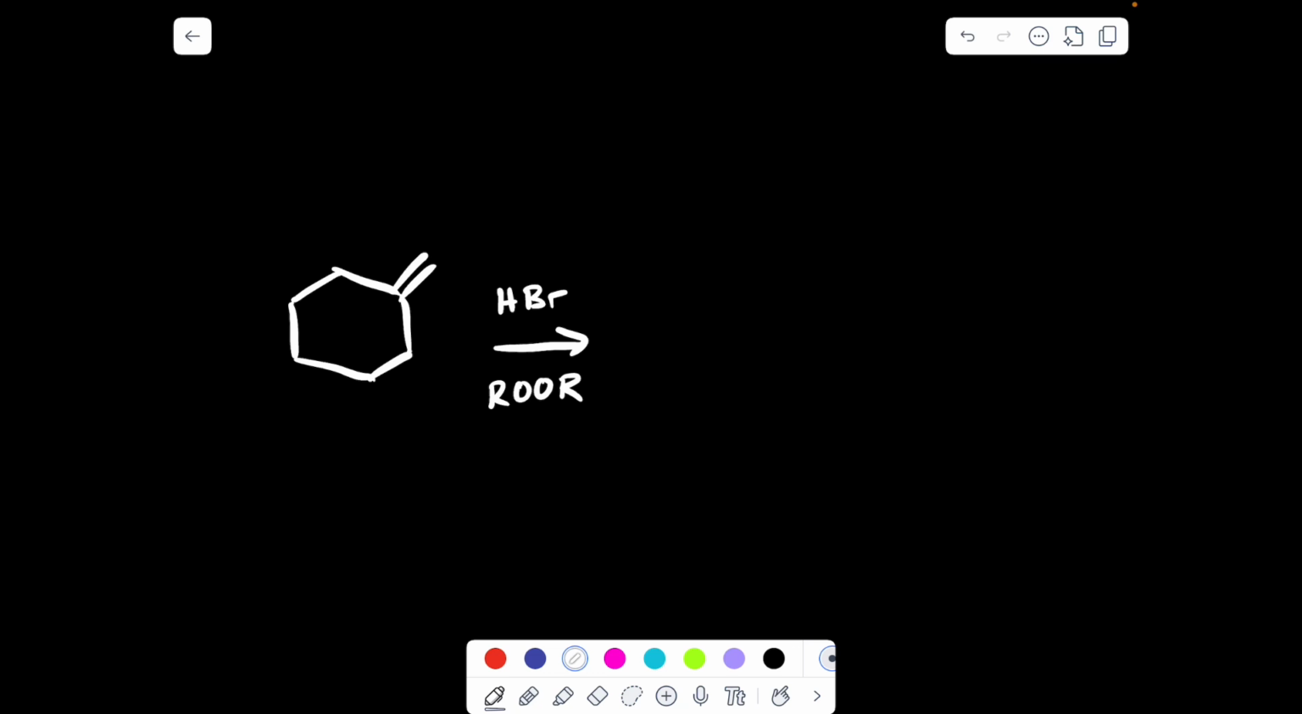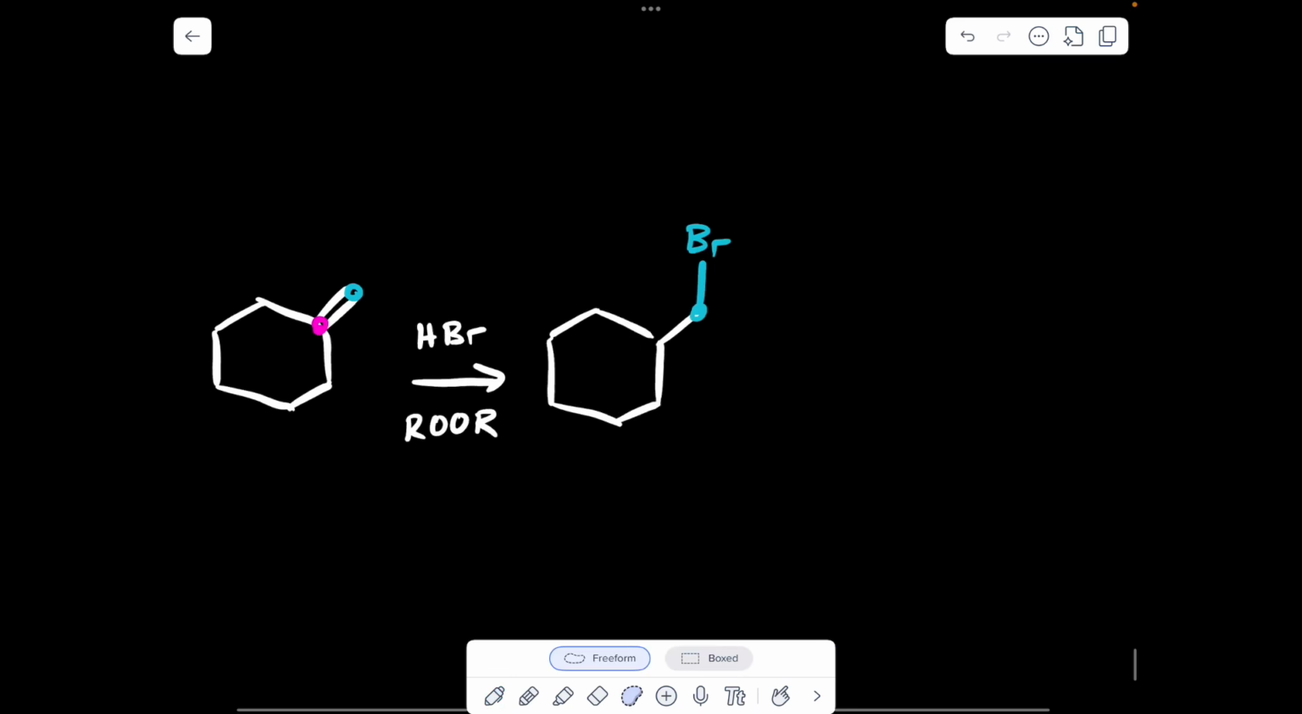And what do we get? Well, if you have a pink carbon and a blue carbon, well, the blue carbon is less substituted. So the bromine would add to the less substituted carbon. So the blue one. So we get a bromine on the blue carbon. And then all we got to do is add in our acetylide anion.